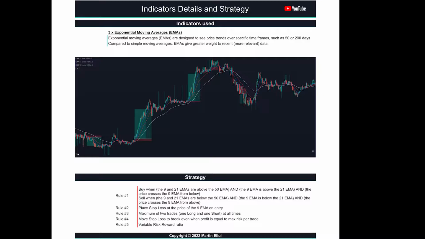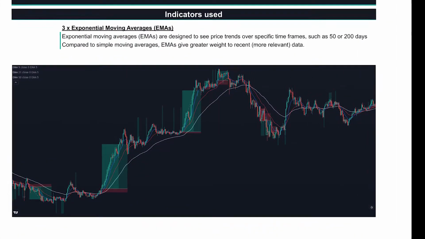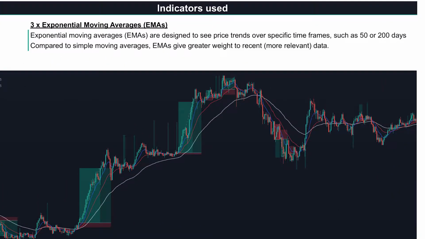So today I have this day trading strategy which I'm going to backtest for you. I will tell you about the indicators we're going to be using, show you a few examples, and then perform the backtest. So this strategy involves three trading indicators, three exponential moving averages.